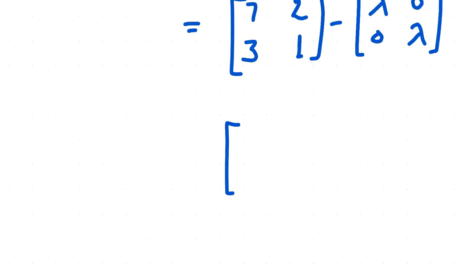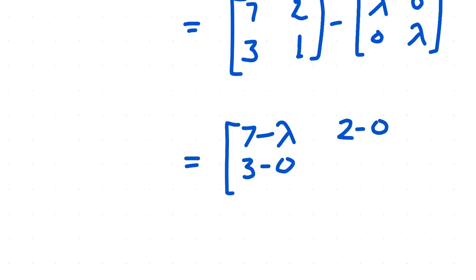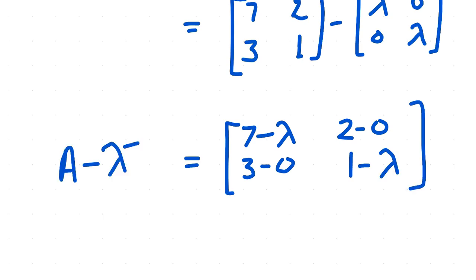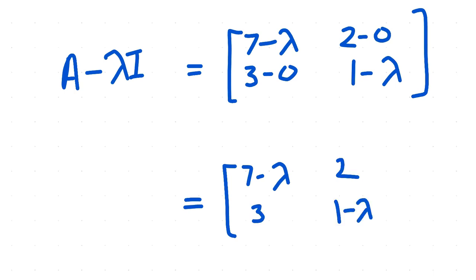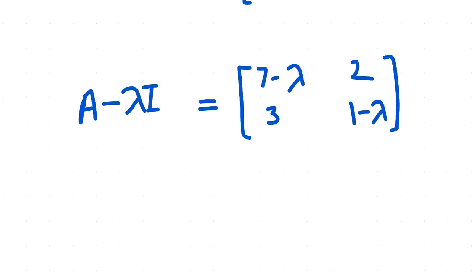Now let us subtract corresponding elements of this from this. So 7 minus lambda, 2 minus 0, 3 minus 0, and 1 minus lambda. This is A minus lambda into I. Now we will have 7 minus lambda, 2, 3, and 1 minus lambda. This is A minus lambda into I. Now let us find its determinant and put it equal to 0.